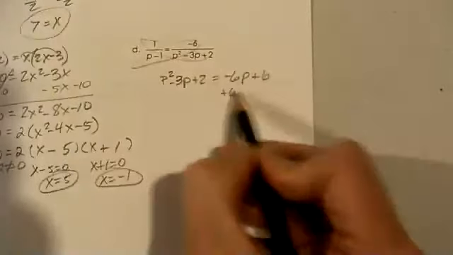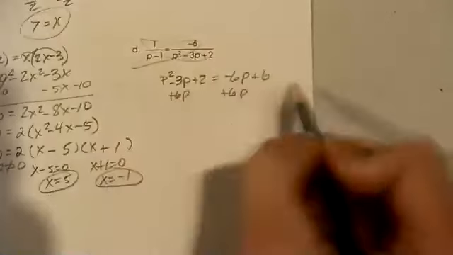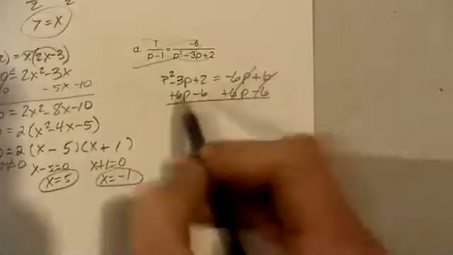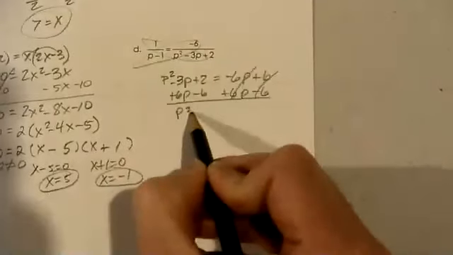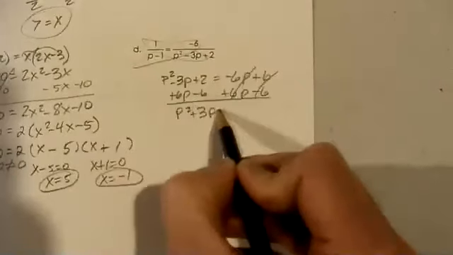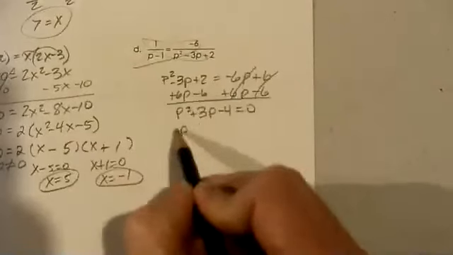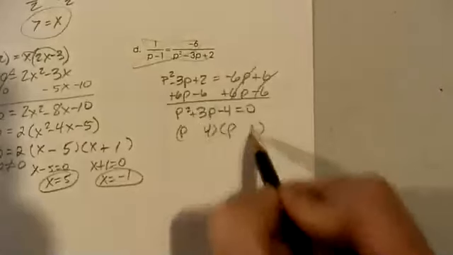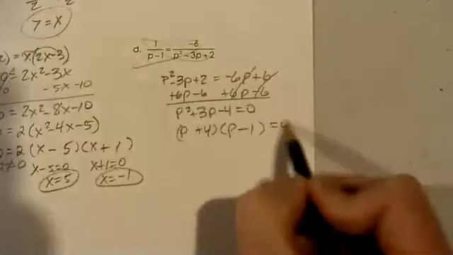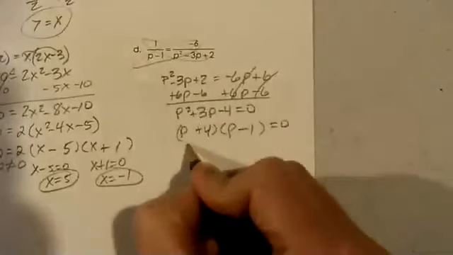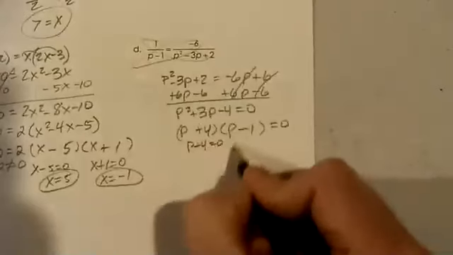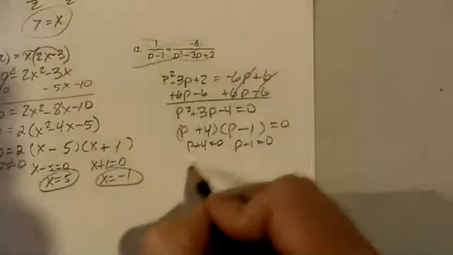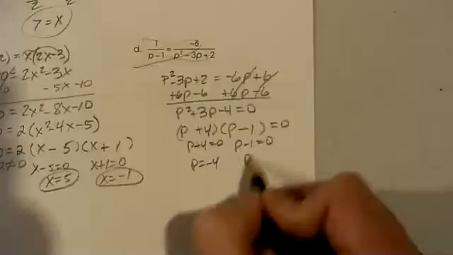So we have to bring them all over to the same side. So this gives us p squared plus 3p minus 4 equals 0. So when we factor this, we get 4 and 1, +4 and a -1. That's going to give us p plus 4 equals 0 and p minus 1 equals 0. This is the zero product property. We get -4 and we get +1.